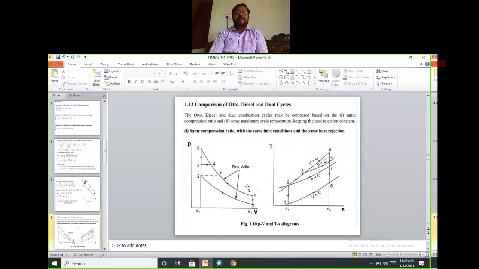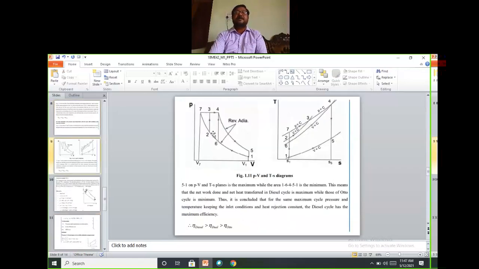One more important concept in this: the Otto, diesel and dual cycle. In the syllabus you have only the Otto and diesel cycles, no dual cycle, but for the safer side I am taking all three for the comparison purpose. The comparison of Otto, diesel and dual cycles can be done at the same compression ratio and maximum pressure and temperature. The first type of comparison is with the same inlet conditions and the same heat rejection.